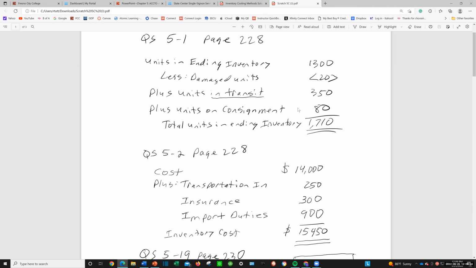And then we have 80 units on consignment to a friend who owns a retail store. Okay, she doesn't have them, but she gave them to a friend, but even though she doesn't have them, it's still hers and she needs to put them in. So there's 80 there. So what's in Homestead Crafts ending inventory? 1,710 units.